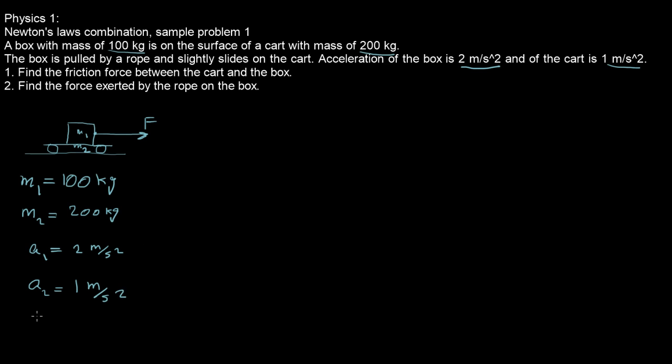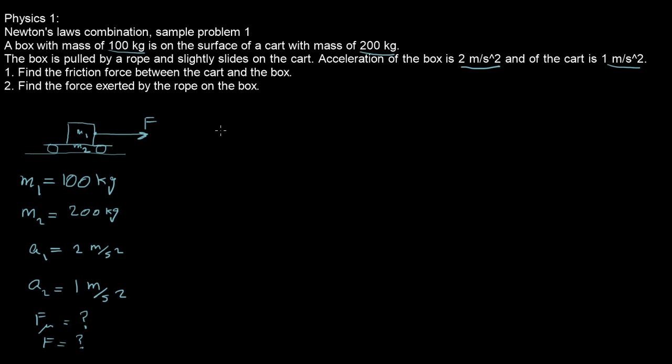Find the friction. So friction we usually show with F mu. So we want that. Find the force exerted by the rope. That means the F. So find F.